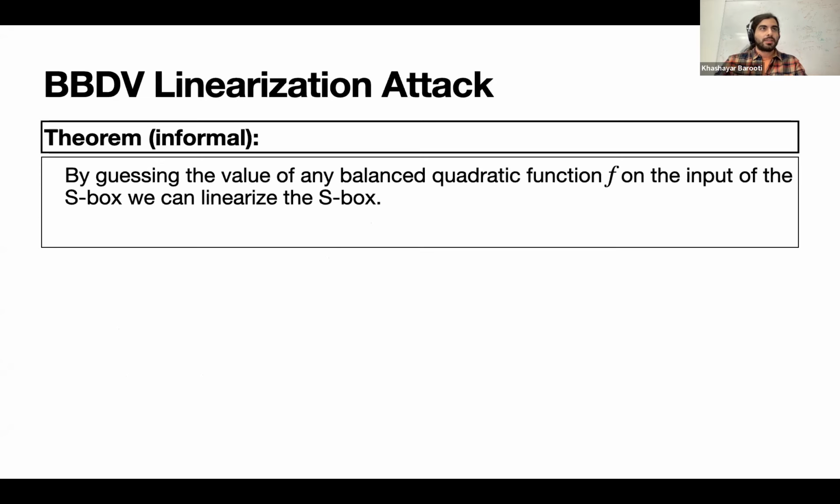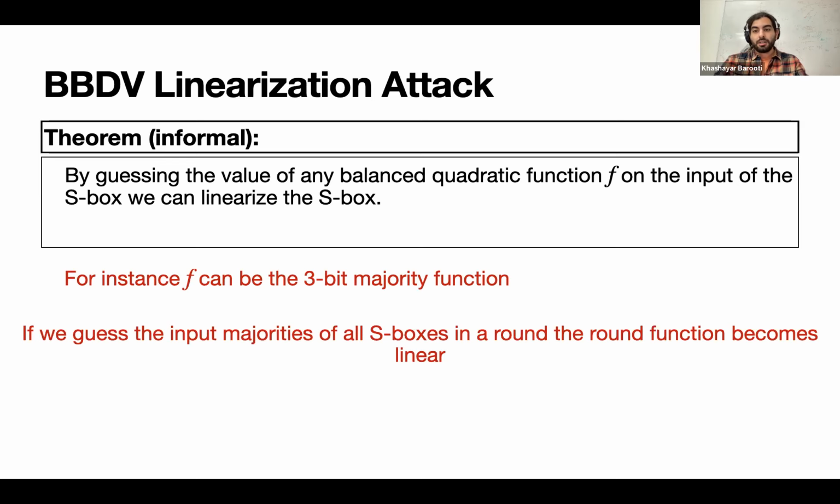So what is linearization? This is an informal version of the theorem that we had in the previous work. It says that if I guess the output of any balanced quadratic function in the input of the S-box of low MC, I can linearize the S-box. For instance, I can take the 3-bit majority function. If I guess the majority of the inputs of the S-box, I can linearize the S-box. So for a round, if I guess the majorities of every single S-box in that round, the whole round becomes linear.